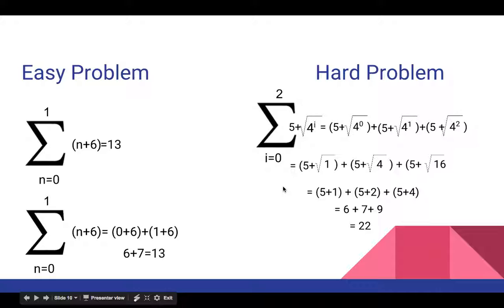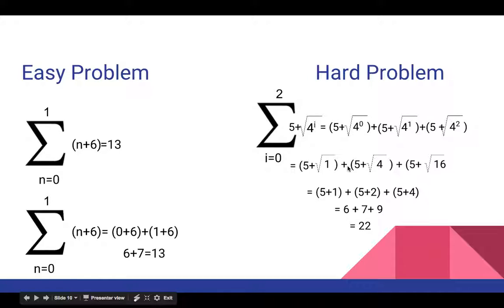So once we start figuring it out, we're going to know that it's going to be equal to 5 plus the square root of 1, because 4 to the power 0 is just 1, plus 5 plus the square root of 4, because 4 to the power 1 is just 4, and then we're going to do plus 5 plus 16, because 4 to the power 2 is just 16.